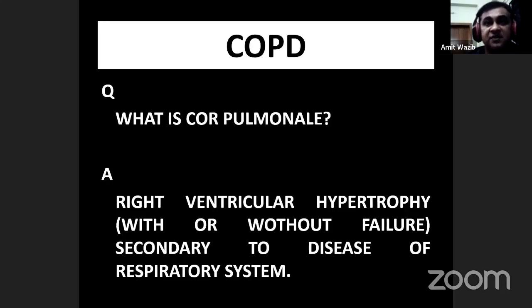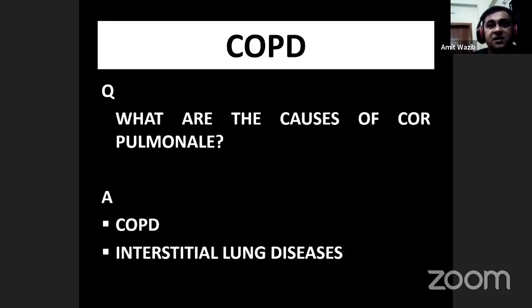This is different from right heart failure secondary to left heart failure, or right ventricular hypertrophy secondary to left heart disease. It is right ventricular hypertrophy secondary to lung disease. The most common cause of cor pulmonale is COPD. Another important cause, although less common than COPD, is interstitial lung diseases. We'll have a short look at interstitial lung diseases at the very end of today's class. So let's drop this for the time being, because we have more important things to discuss now.